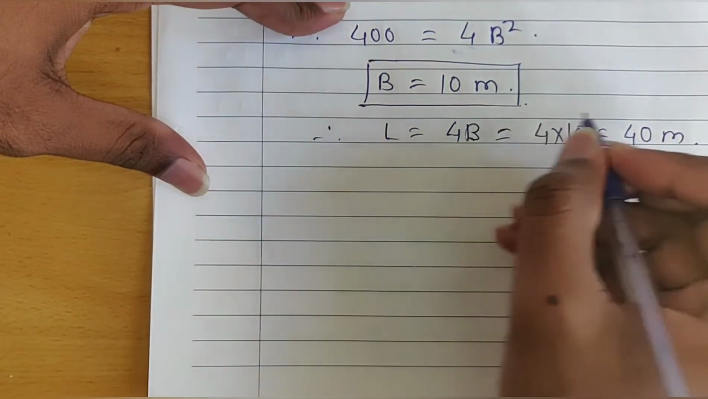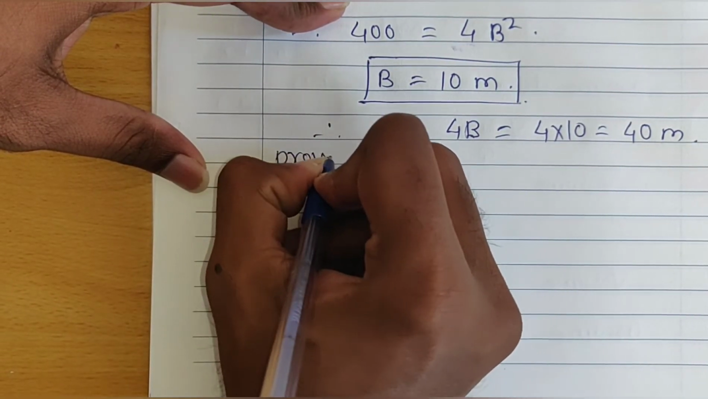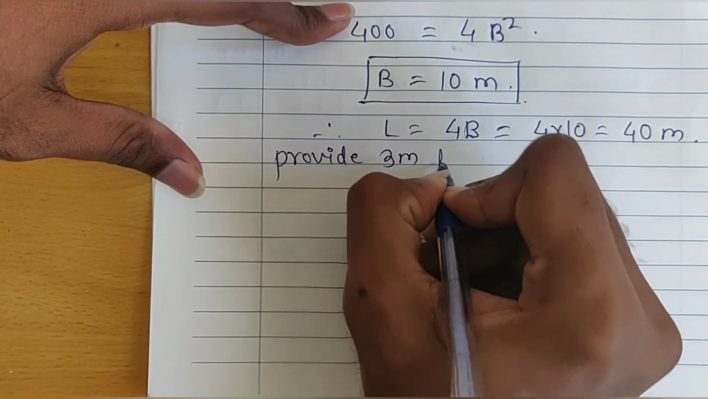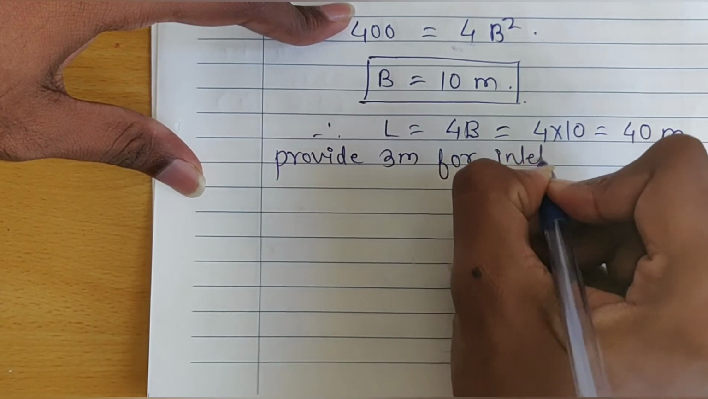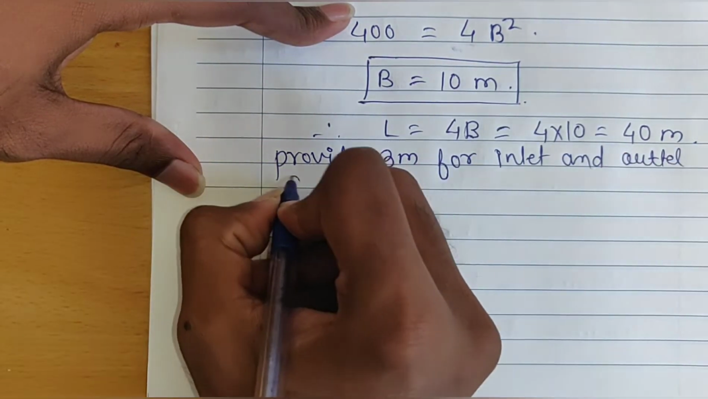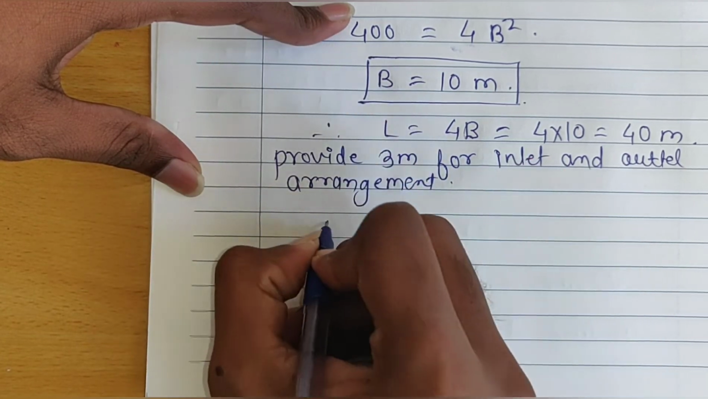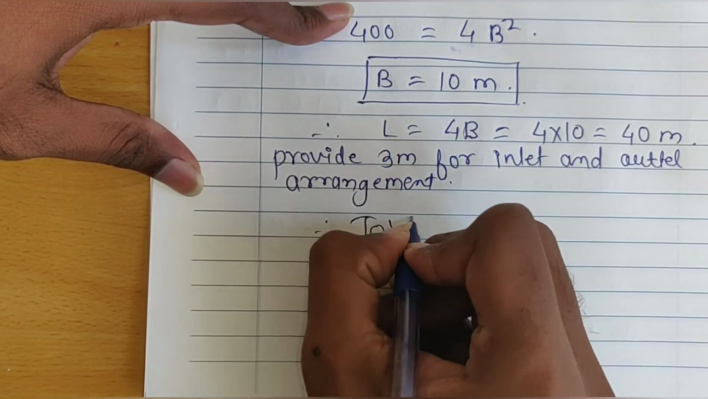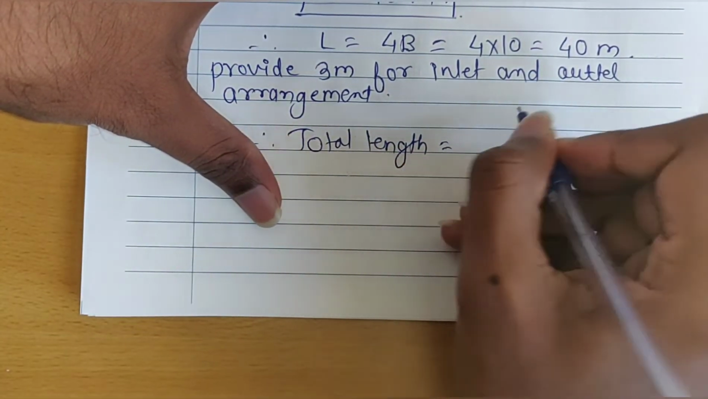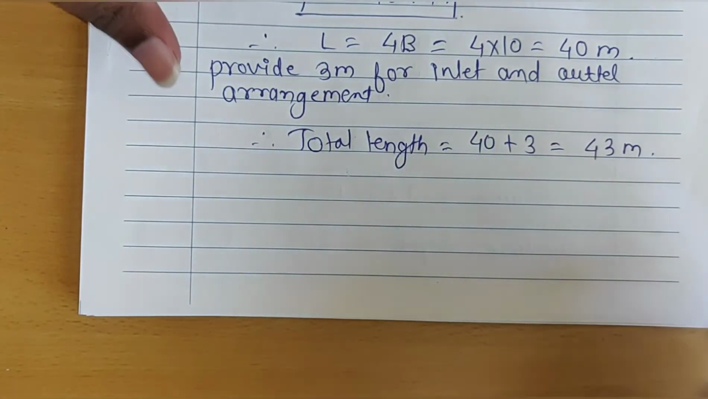Then this is the length of water, so provide 3 meter for inlet and outlet arrangement. Therefore total length is equal to 40 plus 3 is equal to 43 meter.